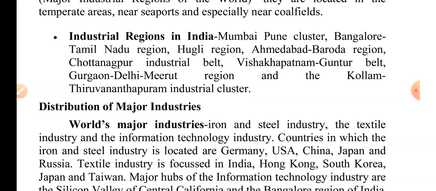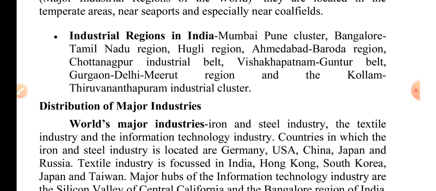And here come industrial regions in India. Some industrial regions in India are the Mumbai-Pune cluster, Bangalore-Tamil Nadu region, Hooghly region, Ahmedabad-Baroda region, Chota Nagpur industrial belt, Visakhapatnam-Guntur belt, Gurgaon-Delhi-Meerut region, and the Kollam-Thiruvananthapuram industrial cluster.